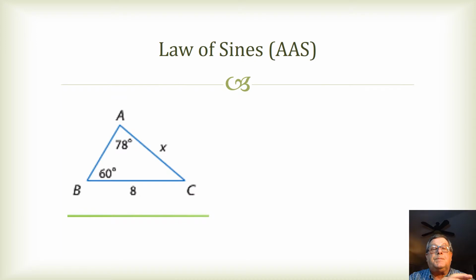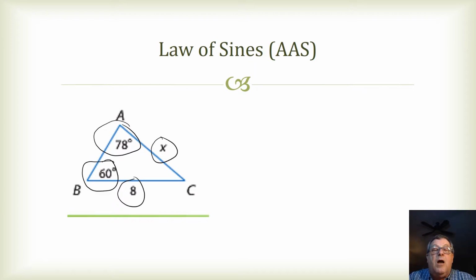Here we go. All right, so we got a triangle here, and we've got two angle measures, 60 and 78. And we know one side measure, side BC, or the side opposite A. Here's angle A at 78 degrees, and the side opposite of it is 8. And we know this angle B, 60 degrees, and we're asked to solve for the side opposite of it, which is labeled X, or segment AC. Well, we can use the law of sines to do this. And so let's set up our proportion.